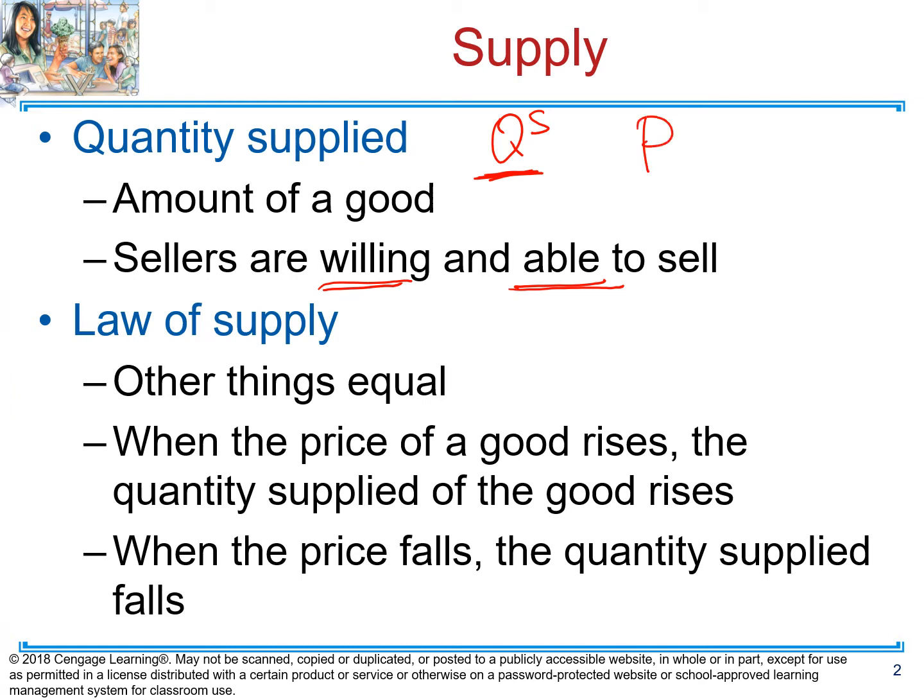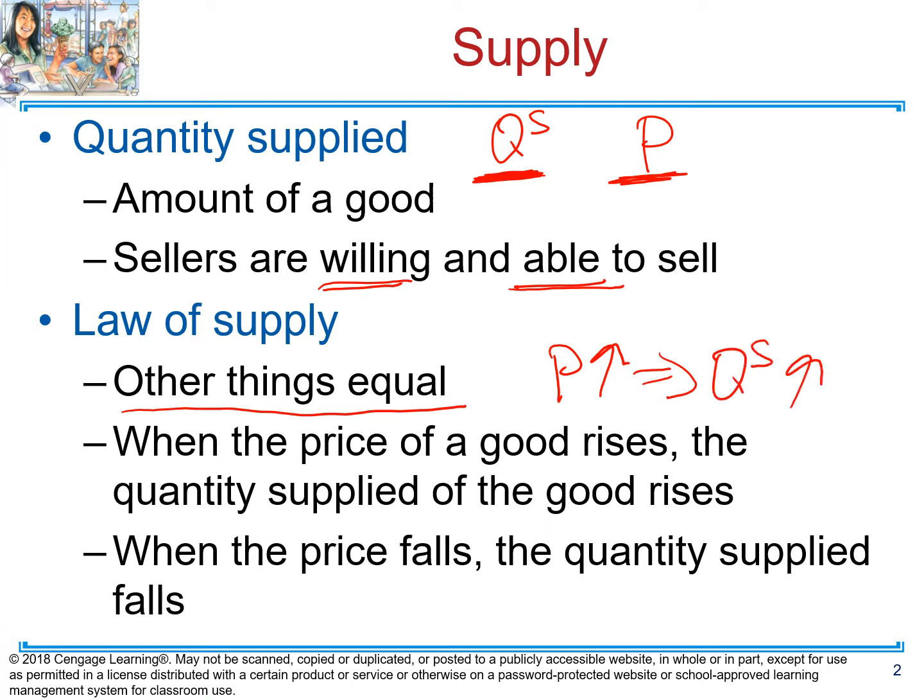And the relationship between the price of the product and quantity supplied is so precise that we can put it in the law of supply. The law of supply says that, all other things equal, if the price of the product is increasing, then quantity supplied is going to increase as well.